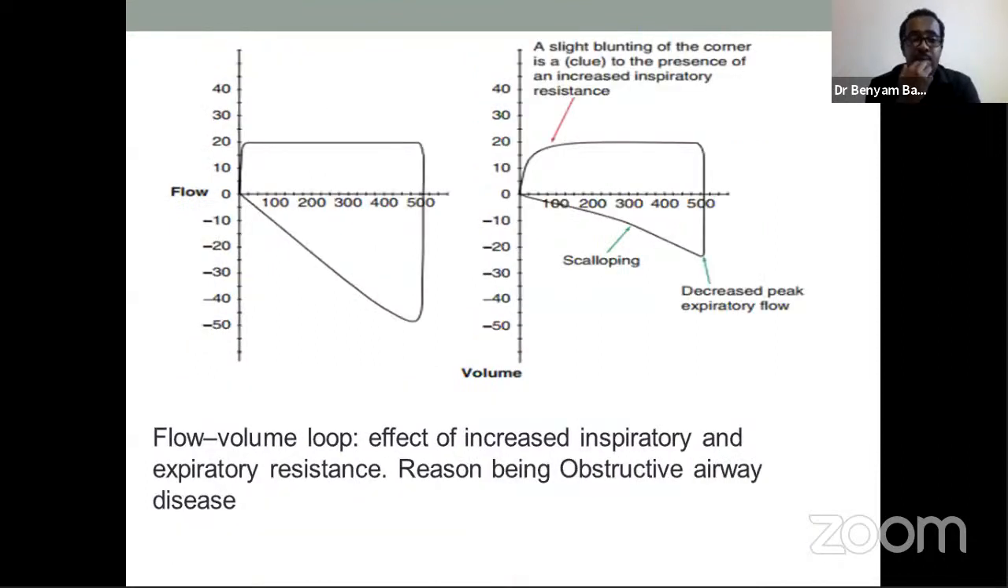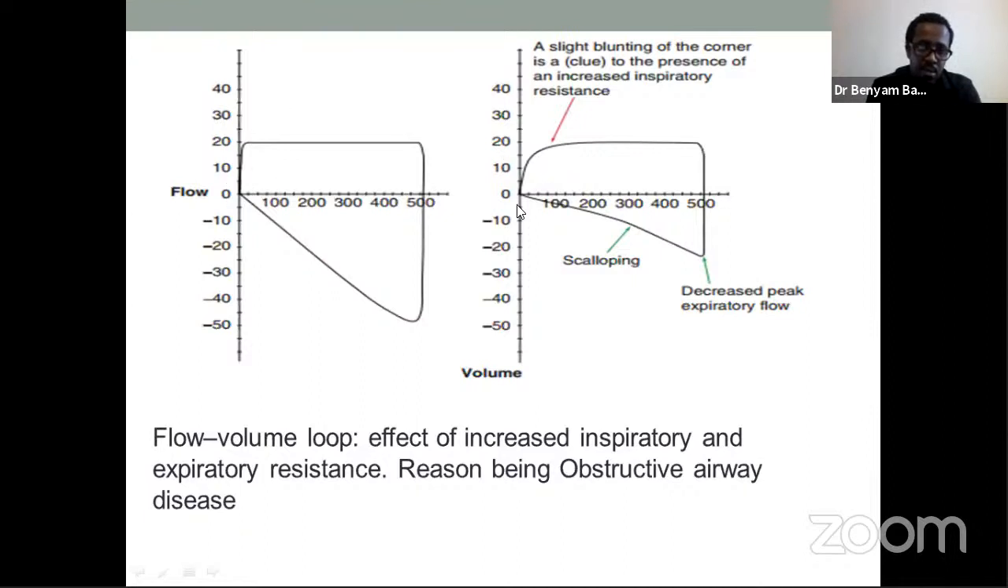What happens when we have obstructive airway disease? Initially the flow will be high to achieve a certain tidal volume, and there will be a slight blunting at the corner in the presence of increased inspiratory resistance. If there is no inspiratory increase, or there is normal flow, the graph will not be notched or curved at the top left corner.